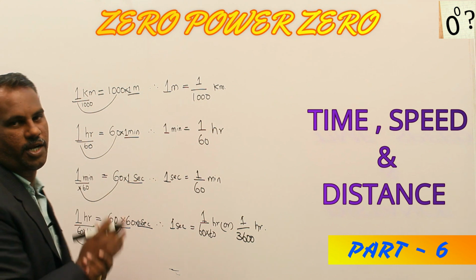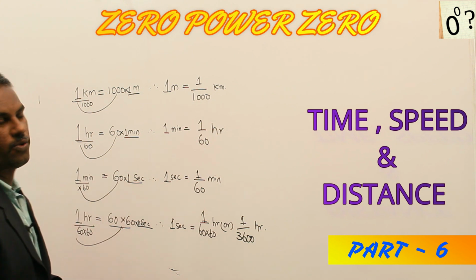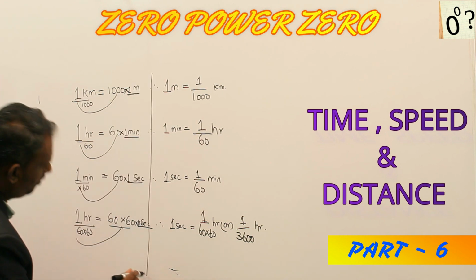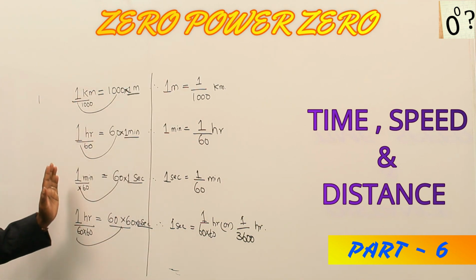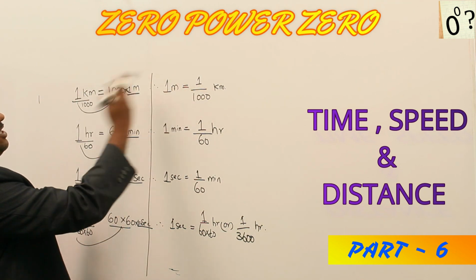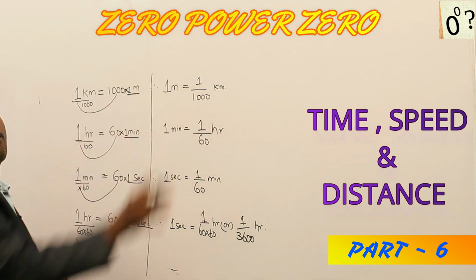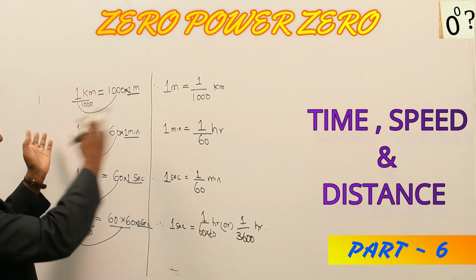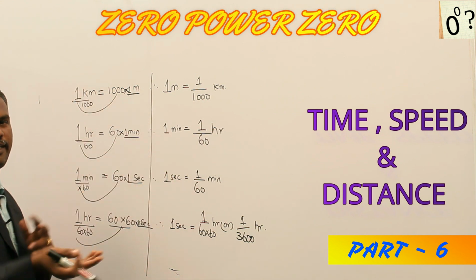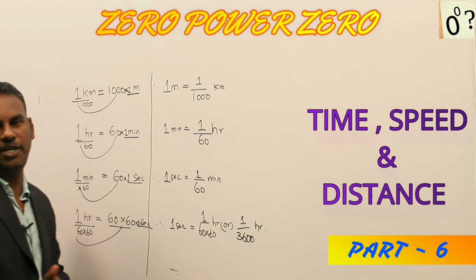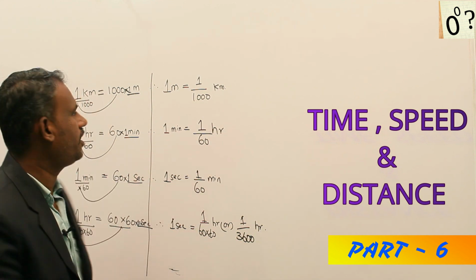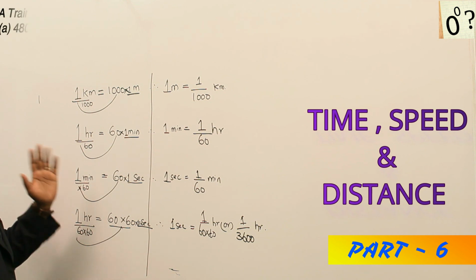This must be very clear for you. You don't need to memorize all these things. Just keep in mind that 1 kilometer is equal to 1000 meters, and in the same way you can convert second to hour, hour to minute, minute to hour, meter to kilometer, kilometer to meter. You can easily convert if you keep this in mind.